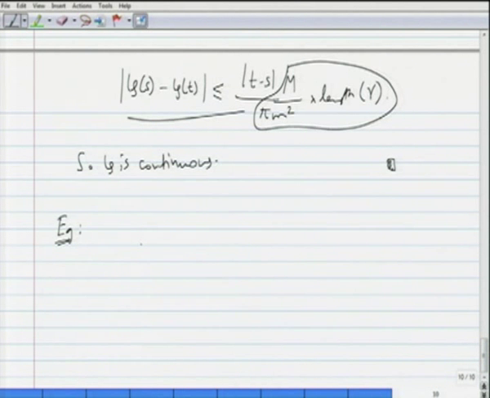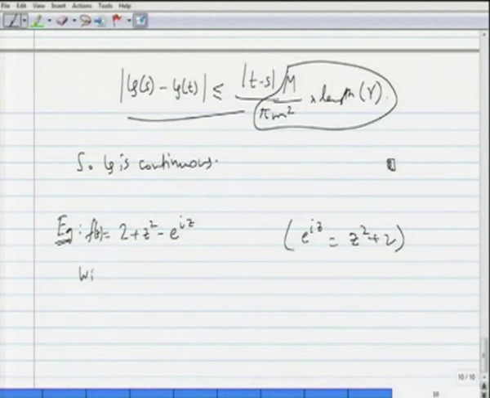So, consider the function 2 plus z squared minus e power i z. The zeros of this function f of z, well it is an entire function, are precisely the solutions to the equation e power i z is equal to z squared plus 2. So, we are trying to locate the solutions to this equation.